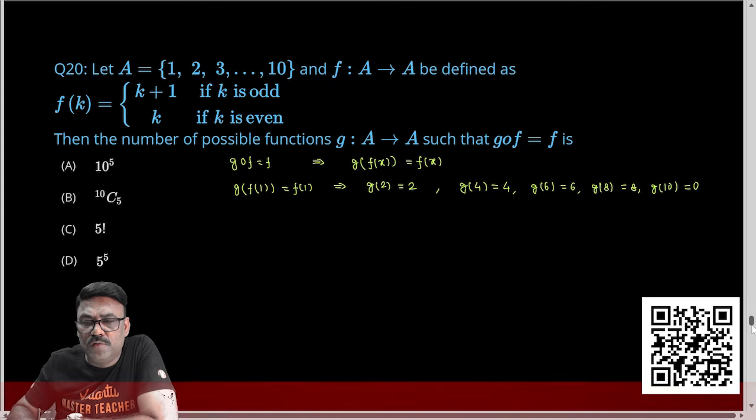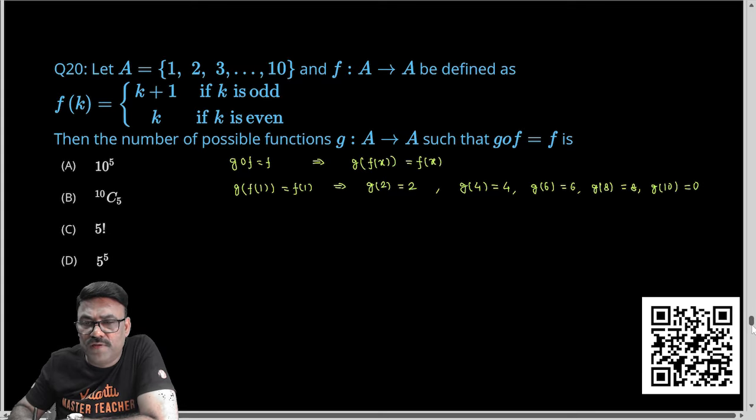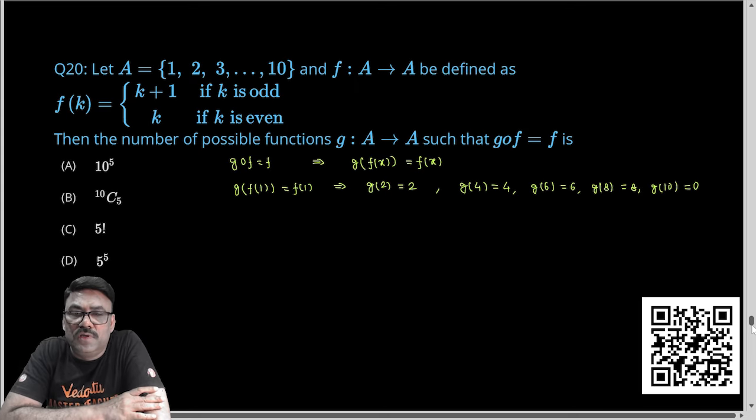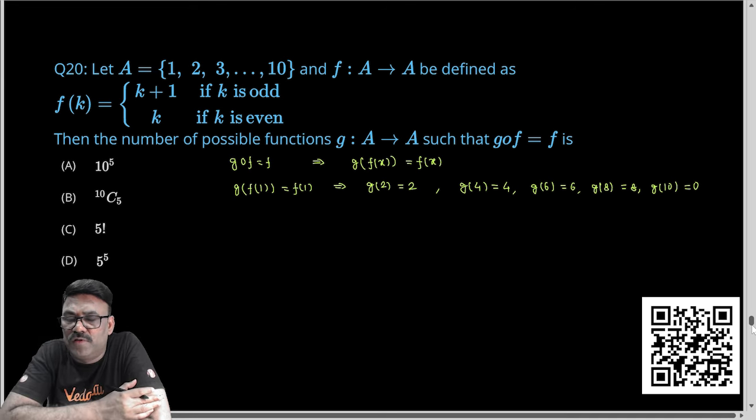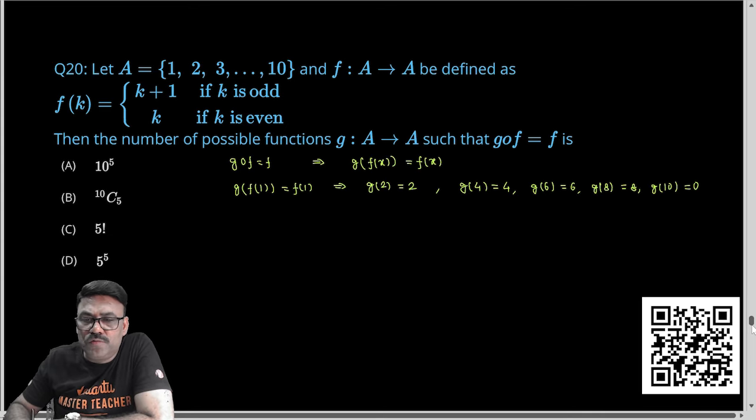See, if you put x is equal to 1, g of f(1) is f(1), f(1) is 2, so g(2) is 2 only. Similarly, if you put x is equal to 2, again g(2) will be 2. Put x is equal to 3, so g of f(3) will be f(3), so that will give you g(4) is equal to 4. So the image of 2 should be 2 only, the image of 4 should be 4 only, the image of 6 should be 6 only, image of 8 should be 8 only, image of 10 should be 10.